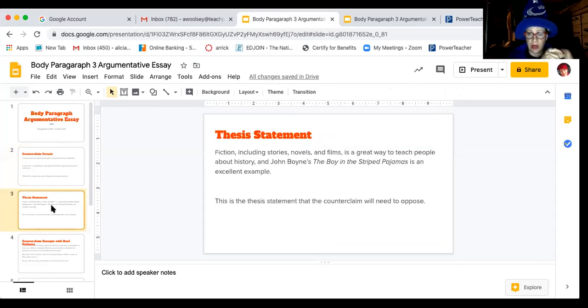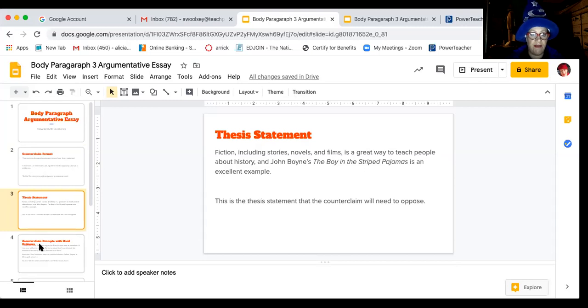All right, so again, this counterclaim opposes your thesis statement. Don't forget that, opposes, it's the opposite. It does not agree with you. So the thesis statement for what we did in class was: fiction, including stories, novels, and films, is a great way to teach people about history, and John Boyne's The Boy in the Striped Pajamas is an excellent example. That right there is a thesis statement that the counterclaim will need to oppose. It'll need to go against that.